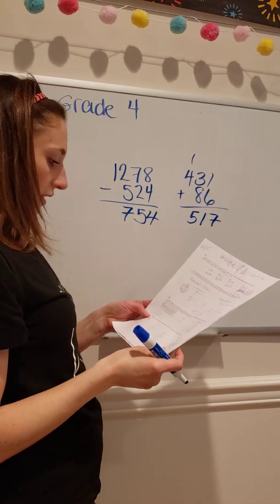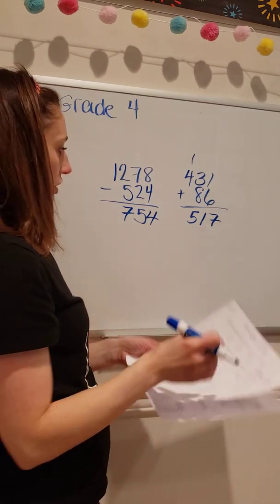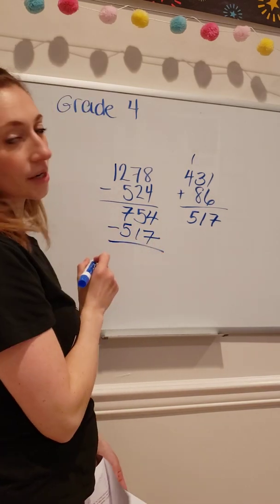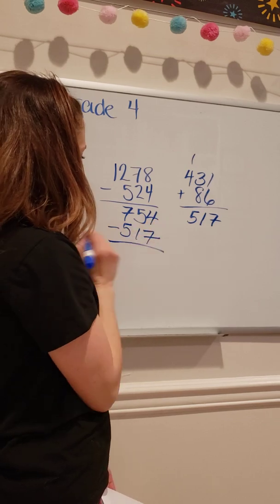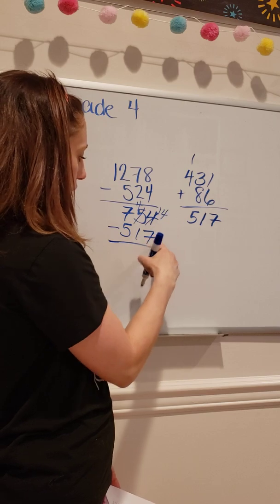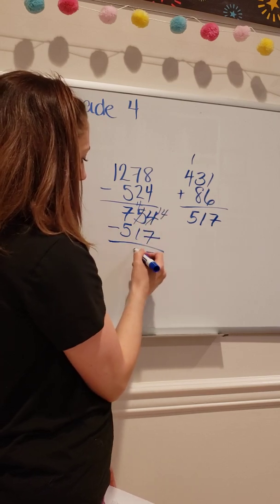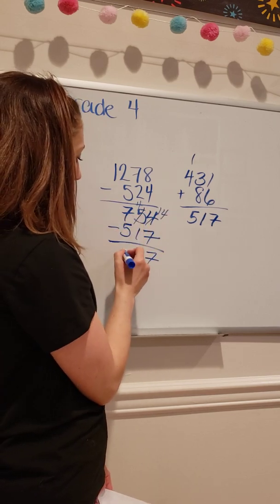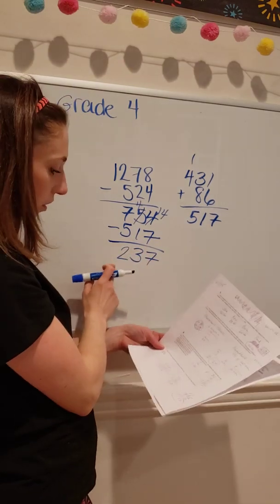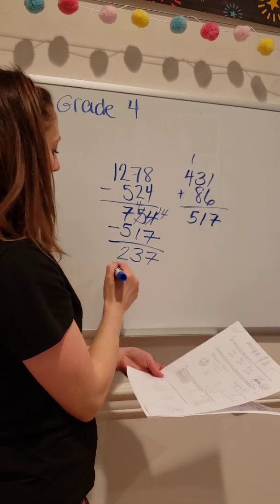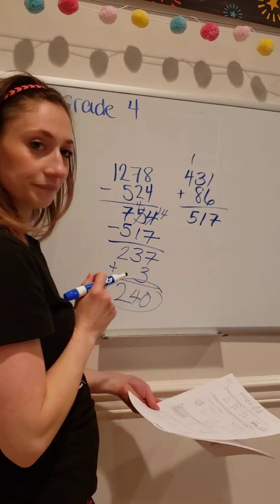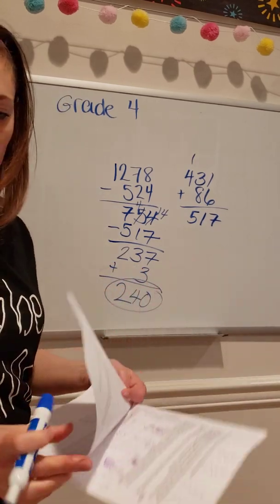So how much needs to be added to the smaller answer to make it 3 more than the larger answer? Now I'm going to take my larger answer, subtract my smaller answer, and this is what I know will make them equal. 4 take away 7 I can't do. I'm going to cross out the 5, make it a 4. This becomes 14. 14 take away 7 is 7. 4 take away 1 is 3. 7 take away 5 is 2. So 237 would make the answers equal. To make it 3 more than the larger answer, I'm going to add 3. And my answer is 240. Okay, so those were the problems on 4/15.